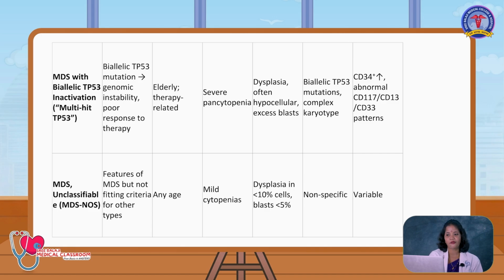And it will always be that the cytogenetic abnormality shows a deletion of 20q. On immunophenotyping, most of the MDS will be highly positive for CD34, and CD117 will be positive.